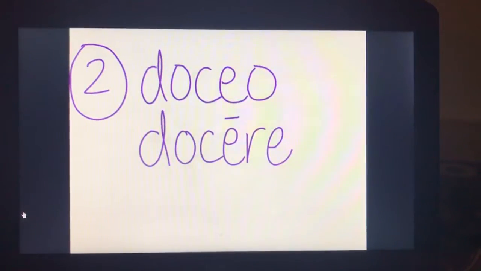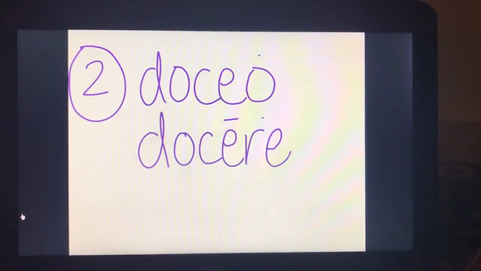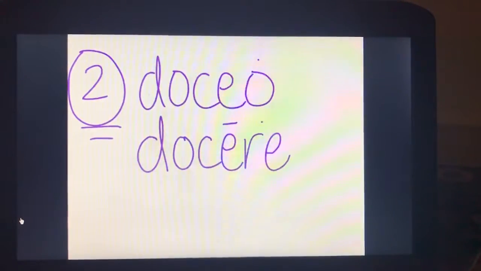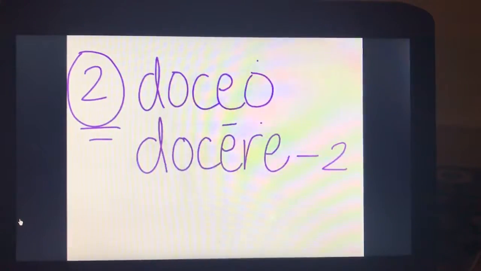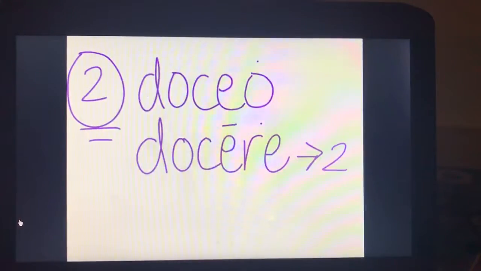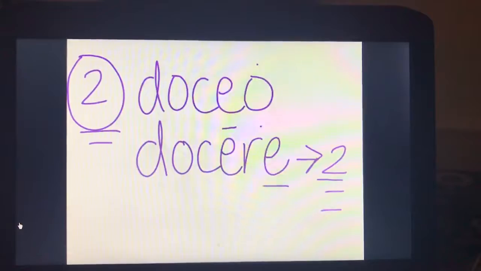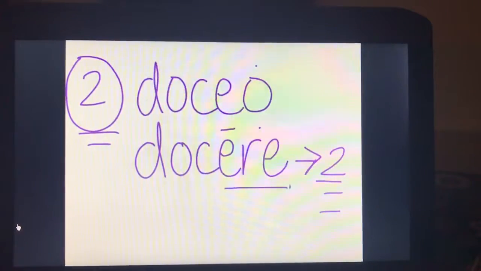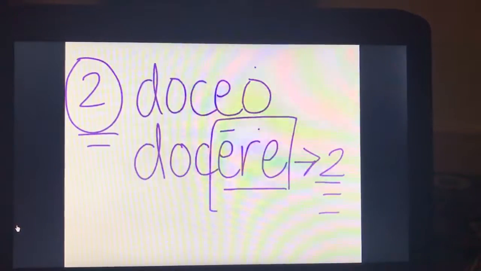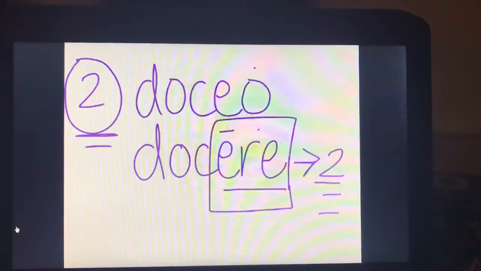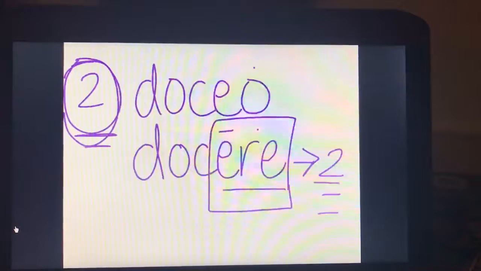Now we will look at a second conjugation verb. Doceo, docere, is a second conjugation verb. We know this by looking at the second principal part. Docere is the second principal part. When we look at the last 3 letters of the second principal part, we see long E-R-E. The long E-R-E tells us it's part of the second conjugation of Latin verbs.